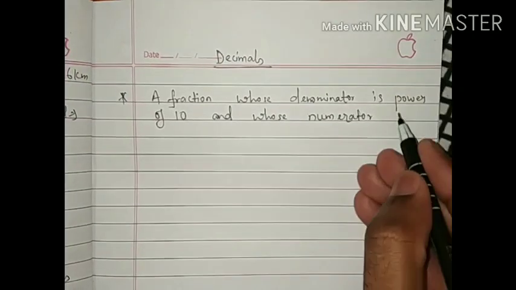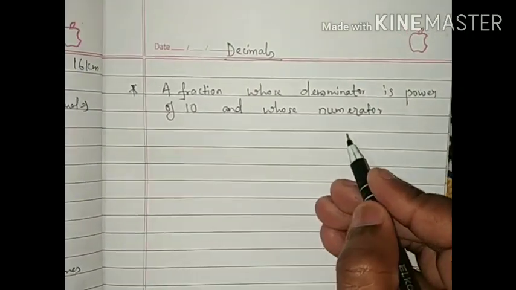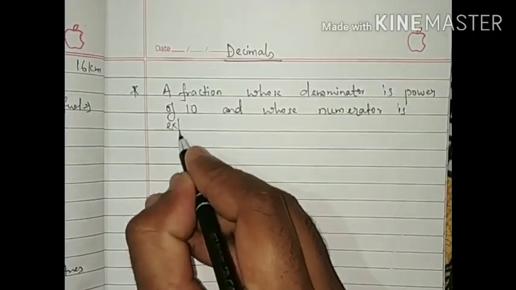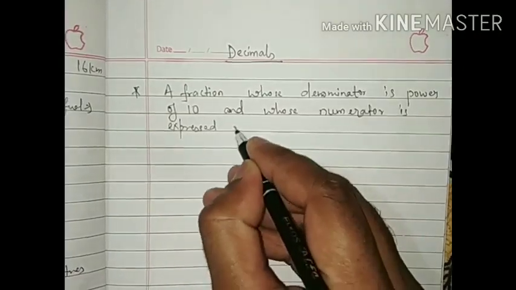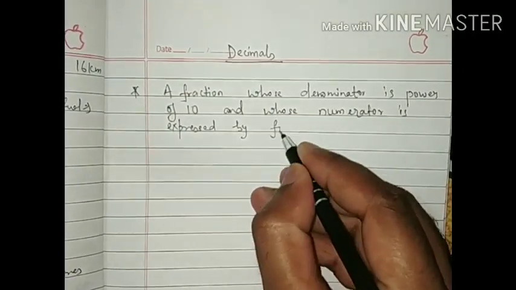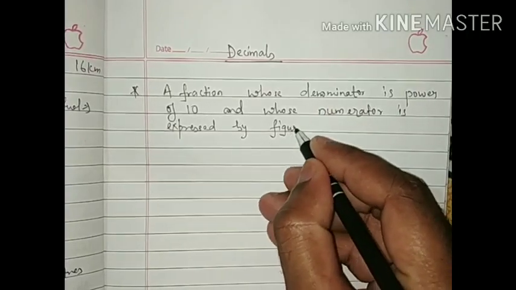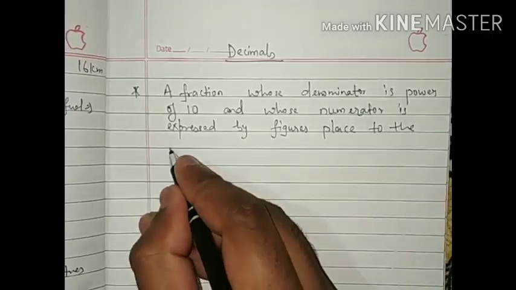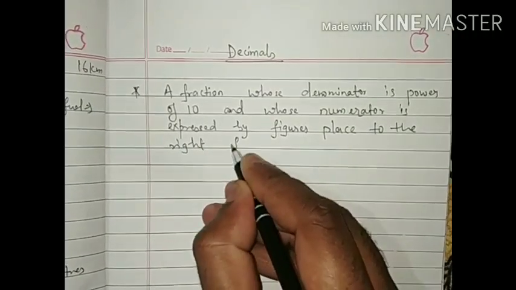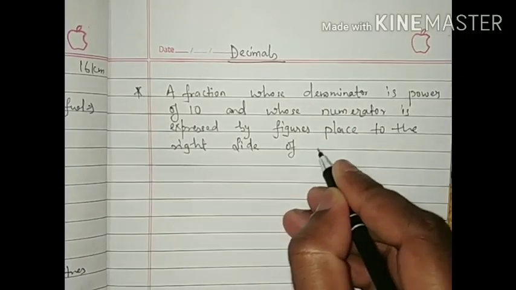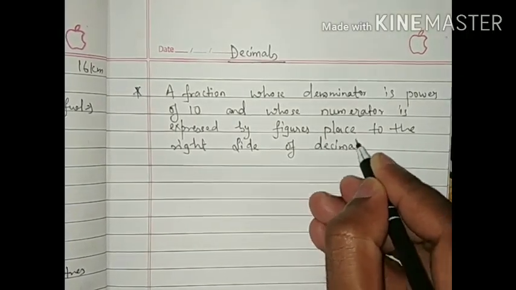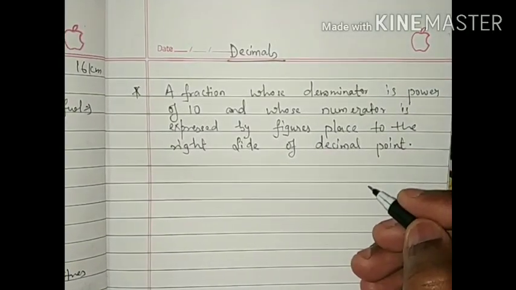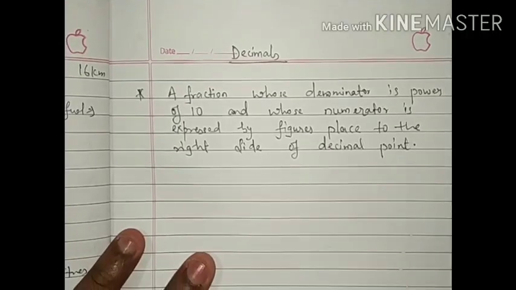A fraction whose denominator is power of 10 and whose numerator is expressed by figures placed to the right side of decimal point. So this is the definition of decimal.